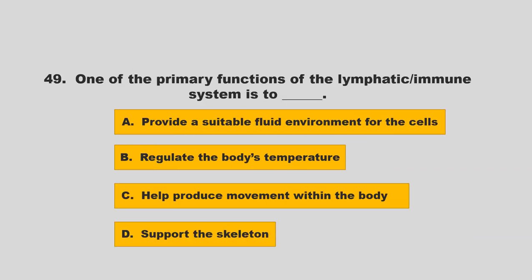One of the primary functions of the lymphatic immune system is to provide a suitable fluid environment for the cells, regulate the body's temperature, help produce movement within the body, support the skeleton. If you chose A, provide a suitable fluid environment for the cells, you are correct.